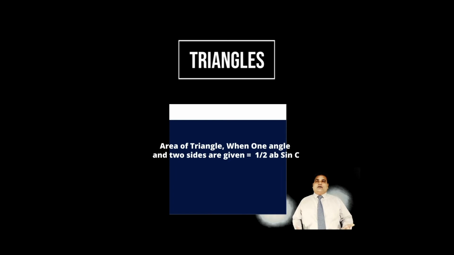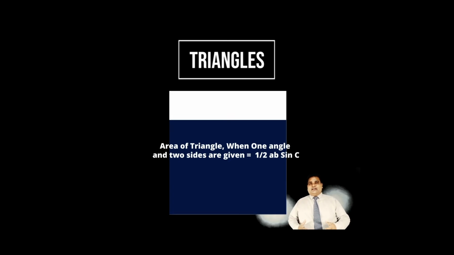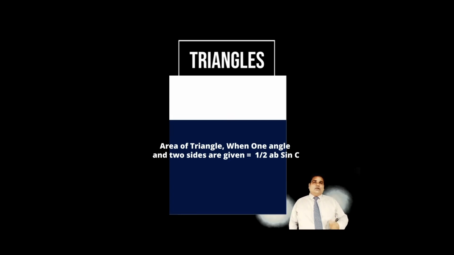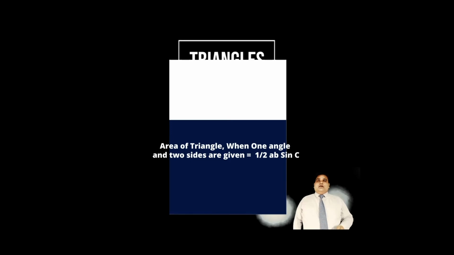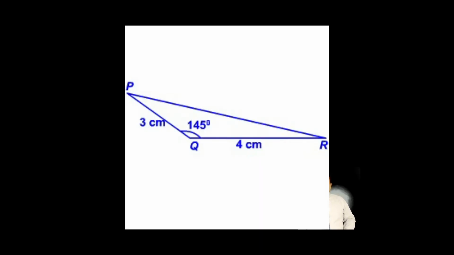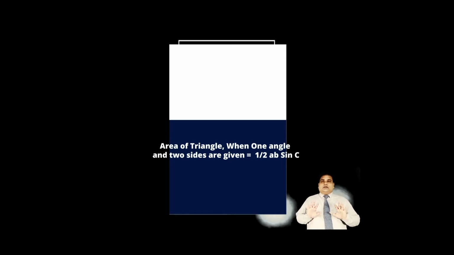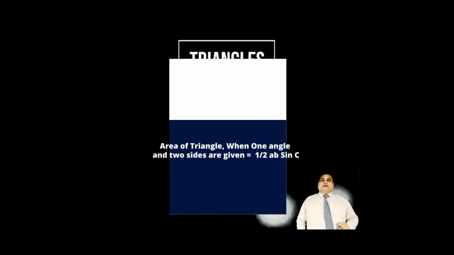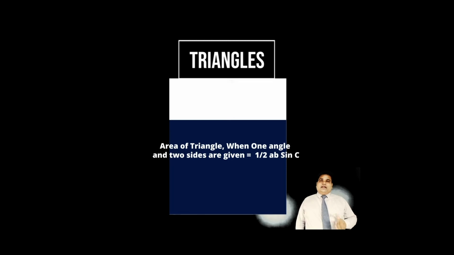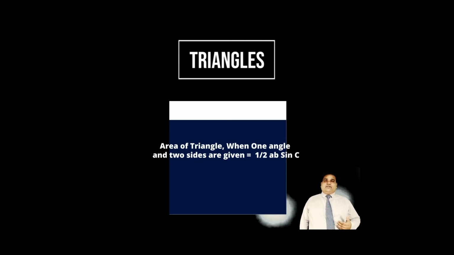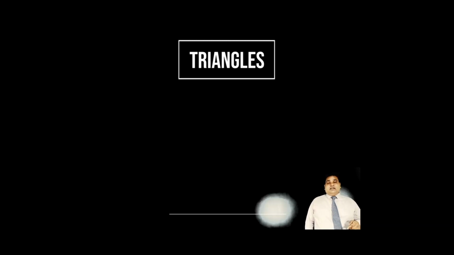So here 3 and 4 are given. The angle between these two sides is the vertex angle at the intersecting point of these two lines, which is angle C here. So we can use the formula half ab sine C. That way, if two sides and one angle are given, we can easily find out the area of the triangle.